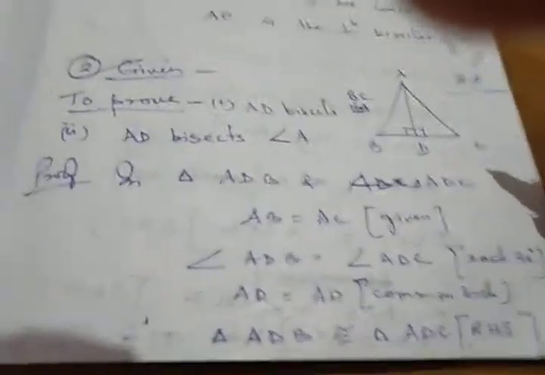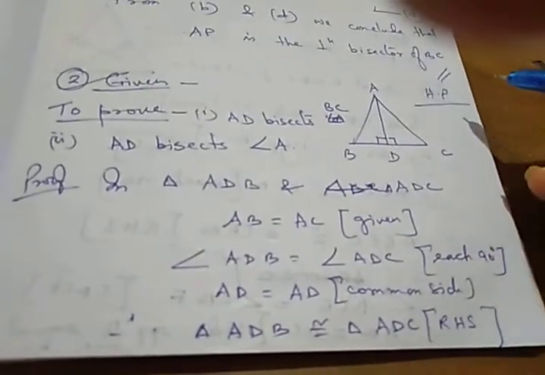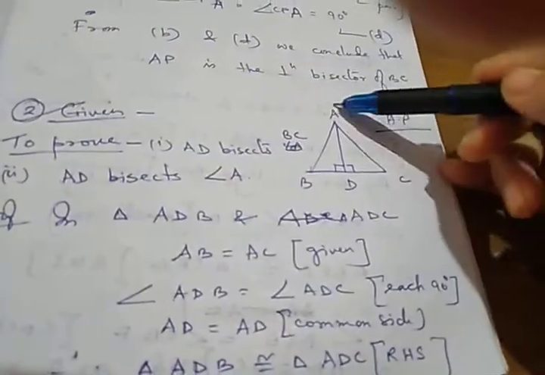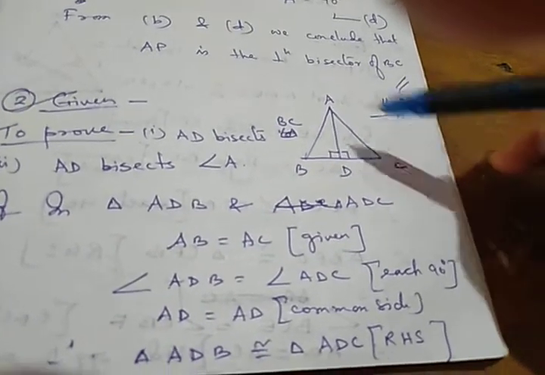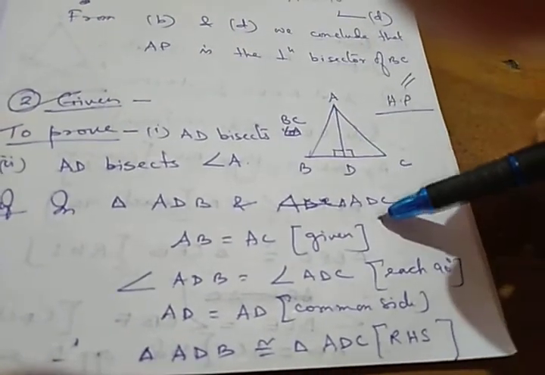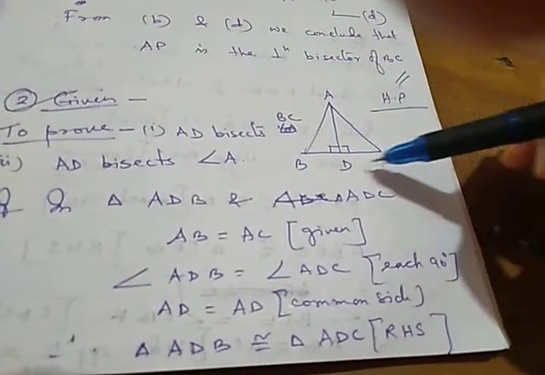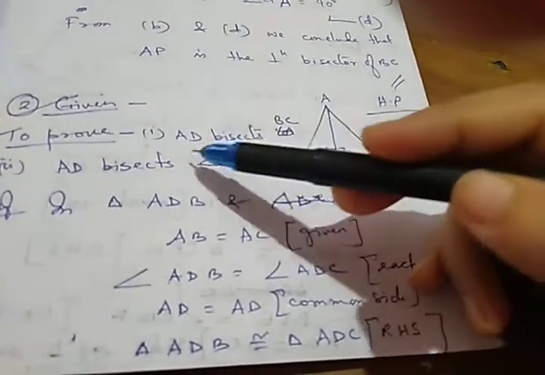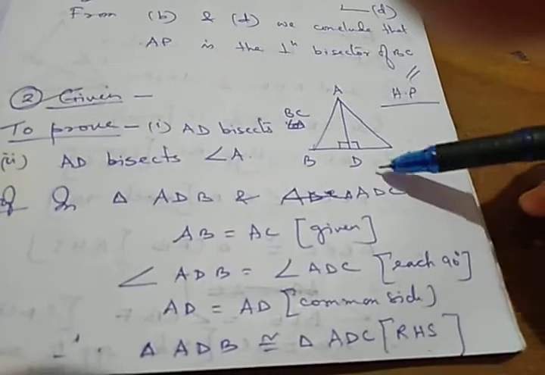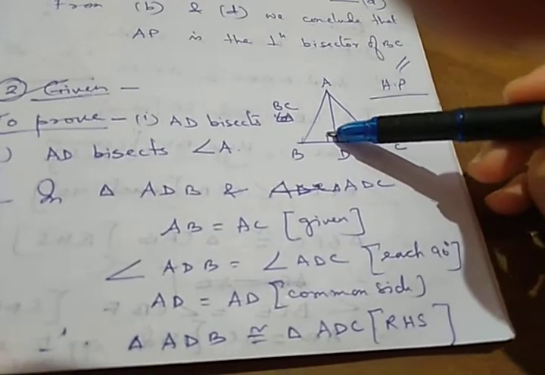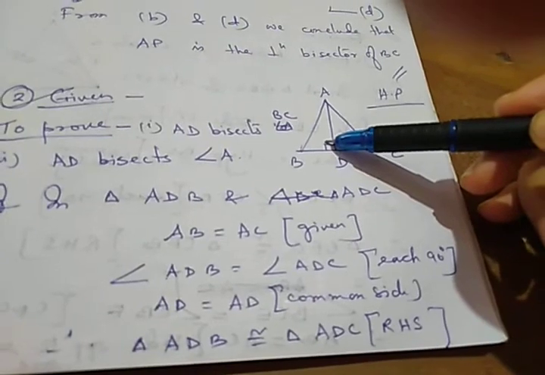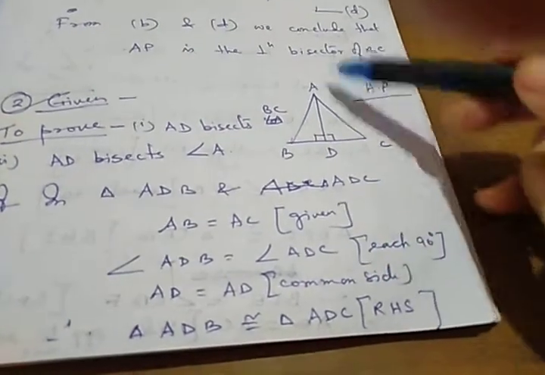Okay, now how to prove it? First we are going to prove that triangles ADB and ADC are congruent. Now AB equals AC, already given. Angle ADB equals angle ADC, each 90 degrees, because it is given that AD is the altitude. Altitude means it makes 90 degrees with the base. Okay, and AD is the common side.